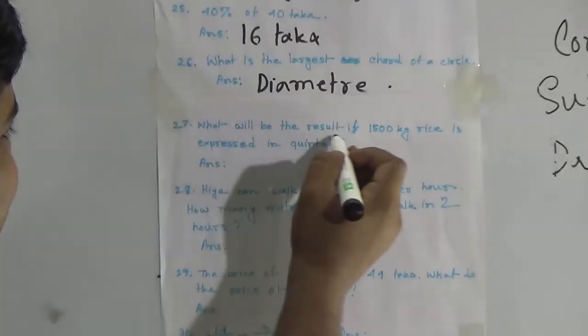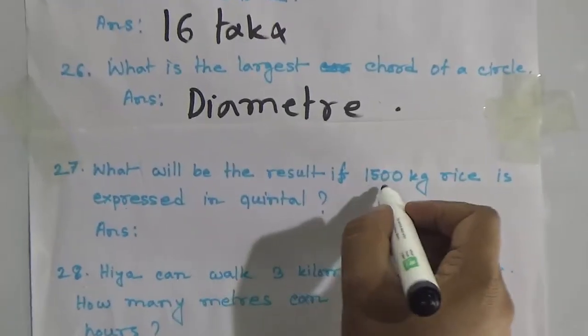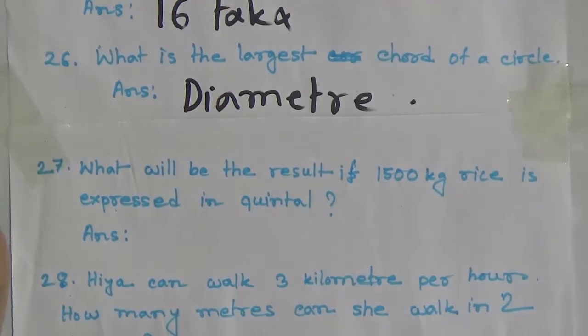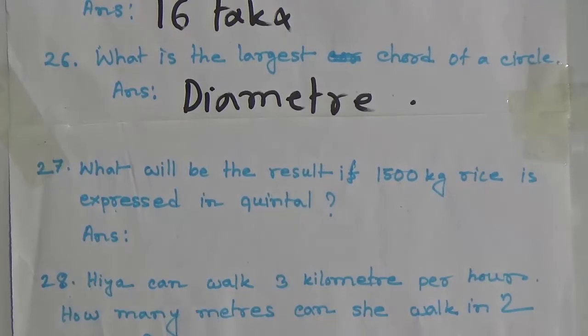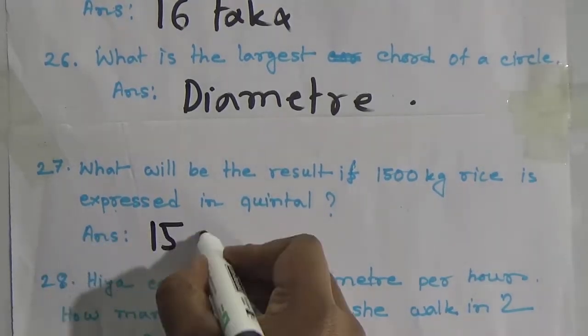27. What will be the result if 1500 kg rice is expressed in quintal, and we know that 1 quintal equals 100 kg. So when we divide this 1500 kg by 100, then we get 15 quintal.